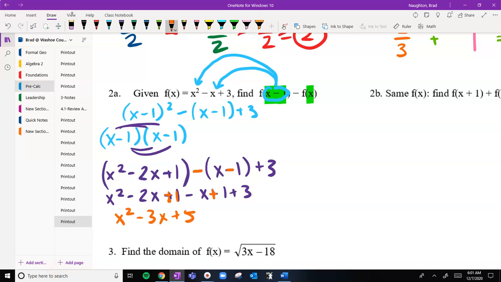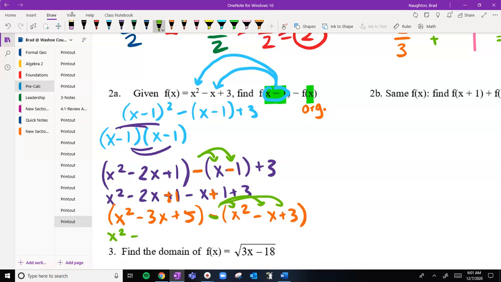Alrighty. So now, ladies and gentlemen, when I subtract just f of x, that's the original function. Nothing's changed. So I'm going to put this in parentheses, and then minus x squared minus x plus 3. Alrighty, so the same trick that we did up here, when I basically distributed this minus, I'm going to do the same thing here. So when I distribute that, I'm going to get x squared minus 3x plus 5, and then minus x squared plus x minus 3. Alrighty. Make sure that we did everything here correctly.